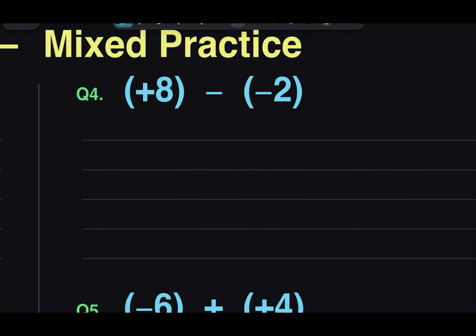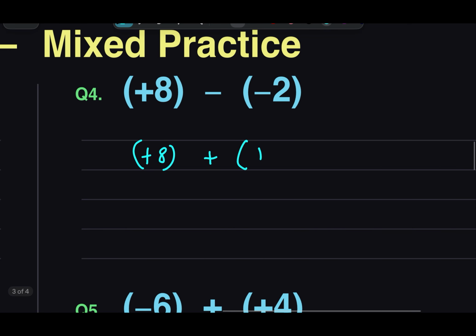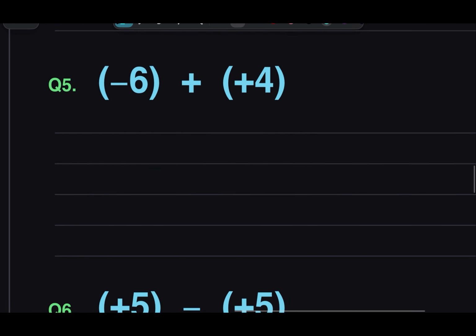Question number 4 of our mixed practice. What do we need to do here? Keep, change, change. Why do we need to do that? Because this is subtraction over here. So keep it as it is, positive 8. Change minus to plus and change negative 2 to positive 2. Now just write it without the brackets. And your final answer is plus 10.